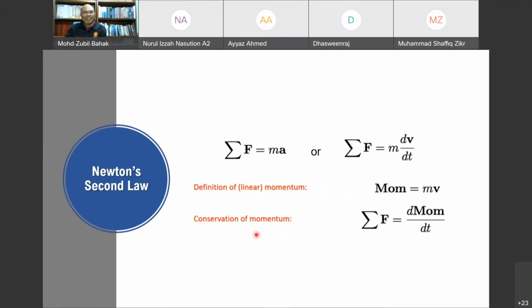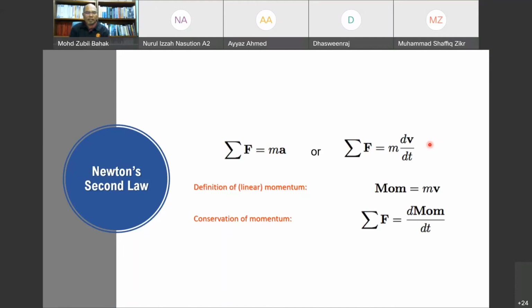From Newton's second law, the sum of forces is equal to m times a, or we can say the summation of force is equal to m, which is the mass, times a, which is the rate of change of velocity, dv over dt.